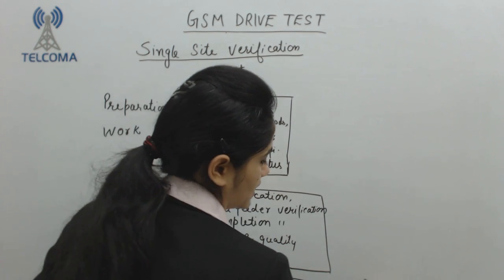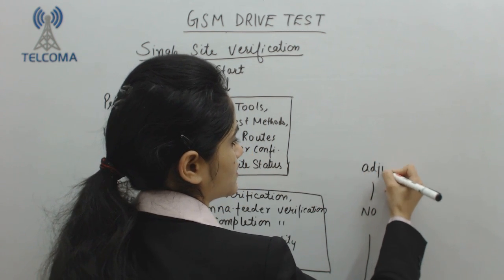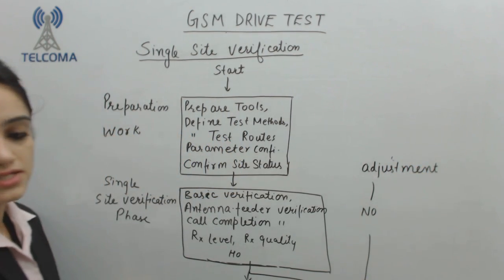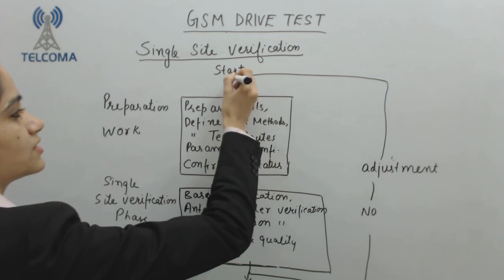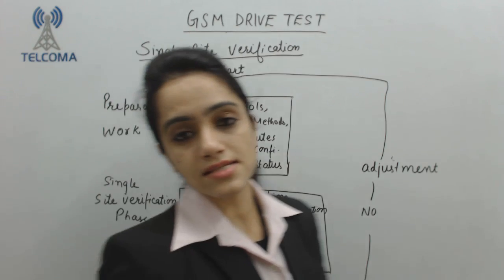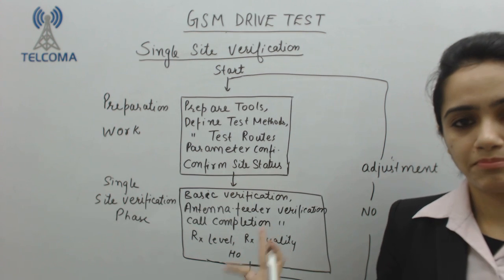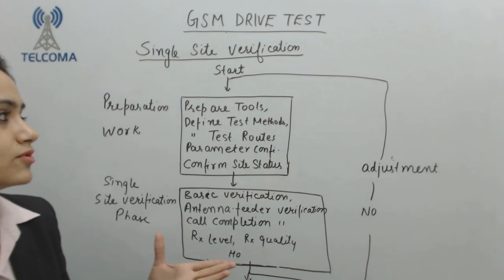As the result of this verification process, I can get a yes. But if no, meaning any of the parameters is not correct, then we require adjustment. Then after adjustment, we require to start again. So this is a cyclic process. That means we require to verify each and every parameter, and then we have to start again if any parameter fails.